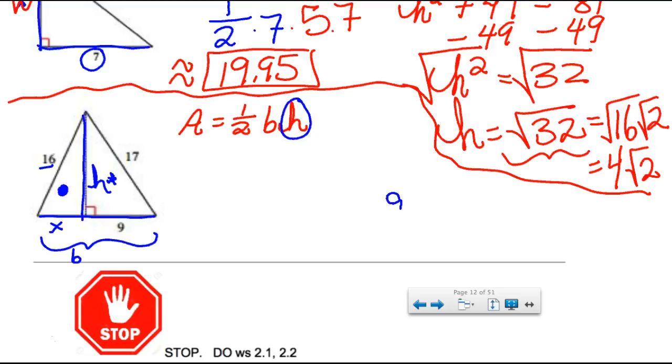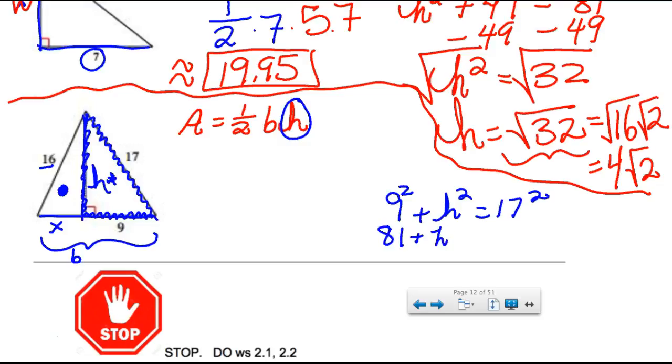I would say leg squared, 9, right here, plus leg squared, H, right here, has to be equal to hypotenuse squared, which is 17. And then we'll use our calculators. Probably don't need them for 9 squared, but you might need it for 17 squared. So let's do that.